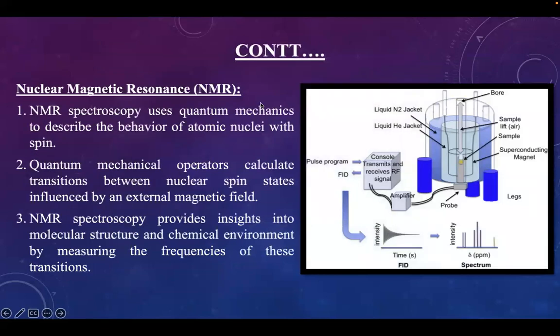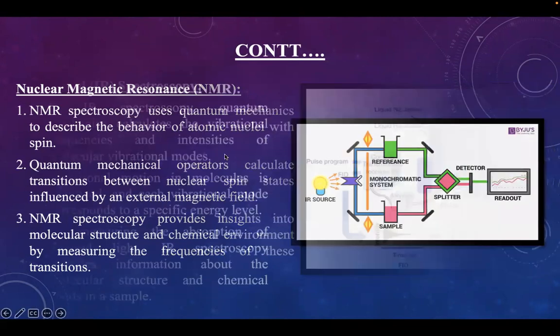Nuclear magnetic resonance. NMR spectroscopy uses quantum mechanics to describe the behavior of atomic nuclei with spin. Quantum mechanical operators calculate the transition between nuclear spin states influenced by an external magnetic field. NMR spectroscopy provides insight into molecular structure and chemical environment by measuring the frequency of this transition. Here, the NMR spectroscopy is shown in the figure.